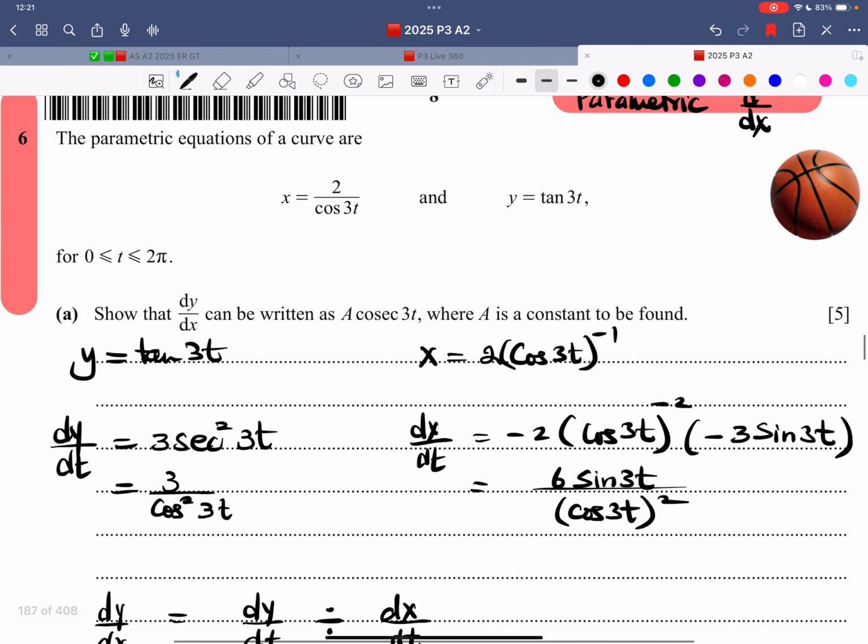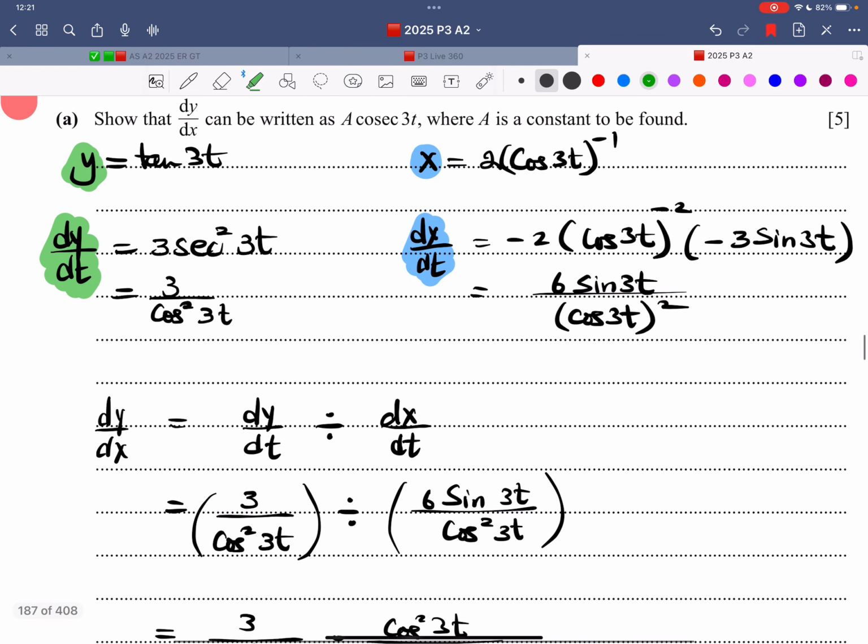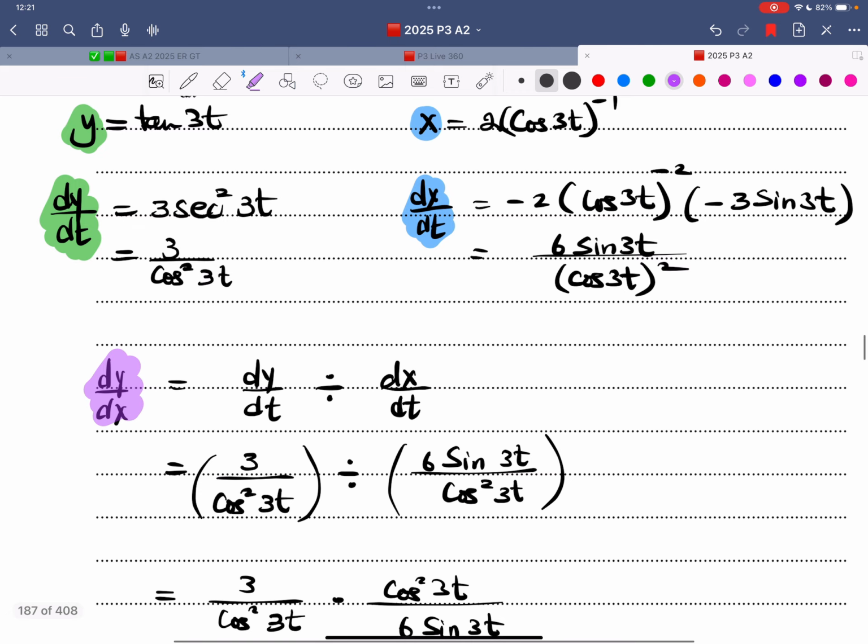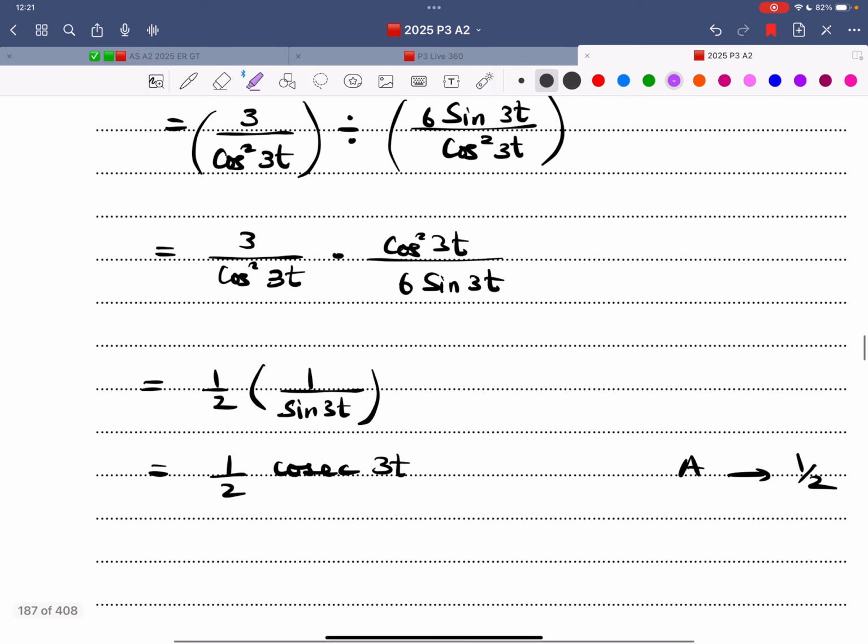So now let's come back to this. It says the parametric equations of a curve are such and such. This is x, this is dx by dt. I'll just show you the working. This is y, this is dy by dt. And then you join it all for dy by dx, that comes out to be this thing.